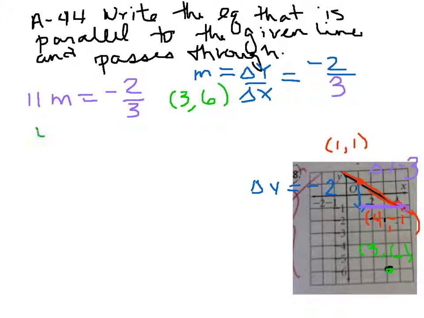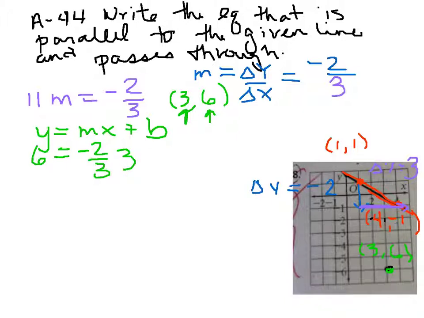So we have y is equal to mx plus b. Well, we know our slope has to be equal to -2/3. And we know it passes through the point. There's our y, it's 6. There's our x, it's 3. And we're solving for b. So that gives me 6 is equal to, that's 3 over 1. Our 3's cancel. -2 plus b.